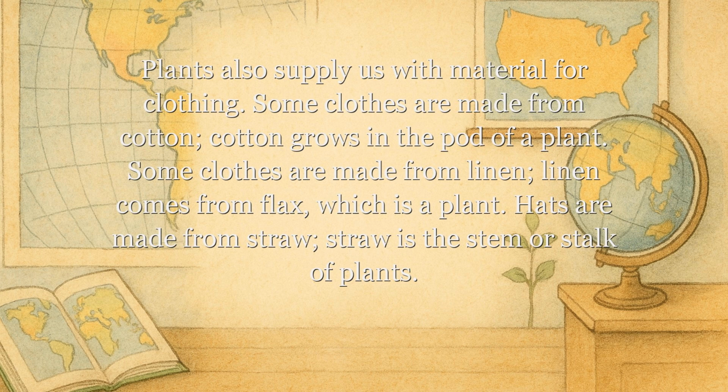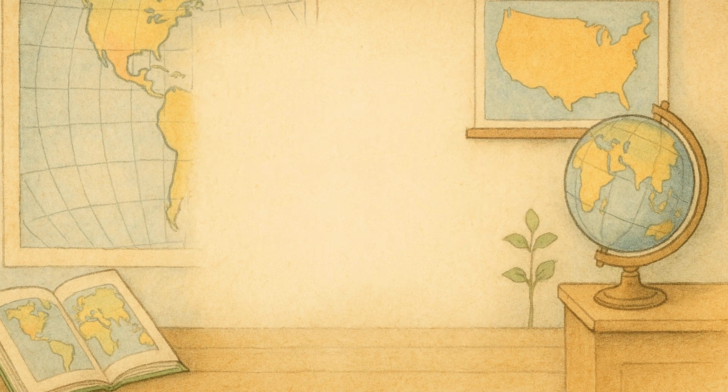Plants also supply us with material for clothing. Some clothes are made from cotton. Cotton grows in the pod of a plant. Some clothes are made from linen. Linen comes from flax, which is a plant. Hats are made from straw. Straw is the stem or stalk of plants.